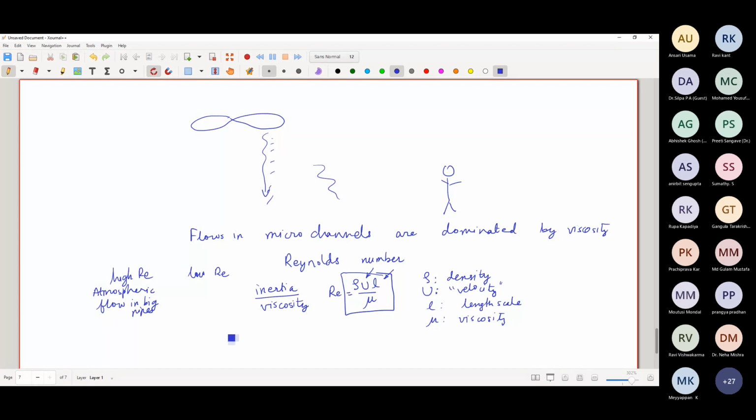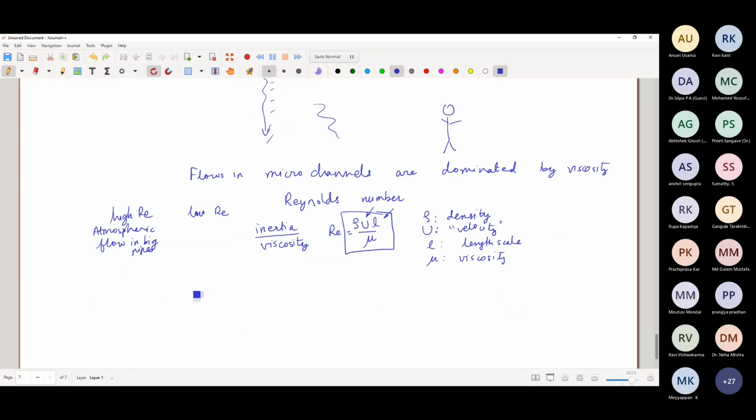So let us look at an example. Suppose you have a flow in a very fine tube. So the tube is 100 micron in diameter, and the velocity is 1 millimeter per second. So then let us calculate the Reynolds number for water. So what is the density of water? 10 to the power 3 kg per meter cubed times the velocity.